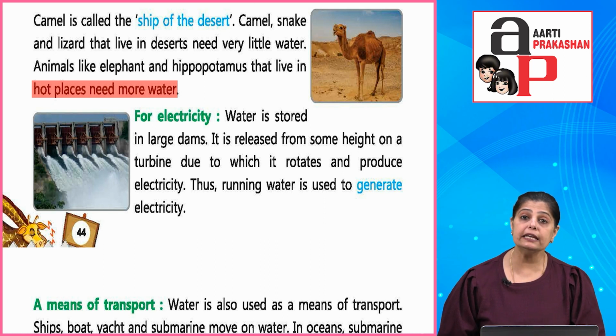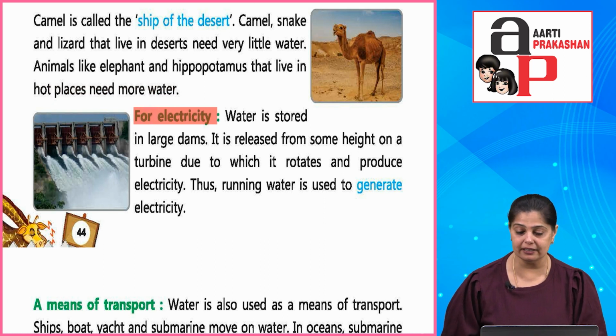Now, we also need water for electricity. Water is stored in large dams. It is released from some height on a turbine, due to which it rotates and produces electricity. Thus, running water is used to generate electricity. So water also plays an important role for generation of electricity. That's why save water, use it wisely.